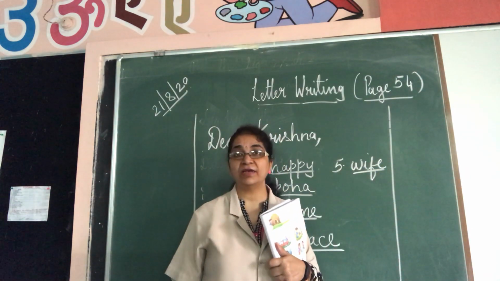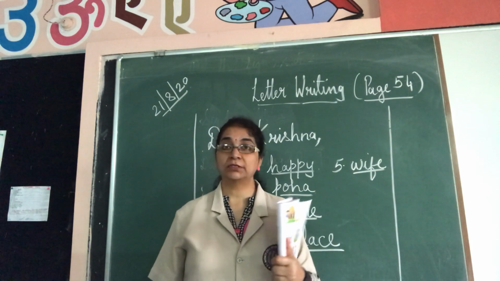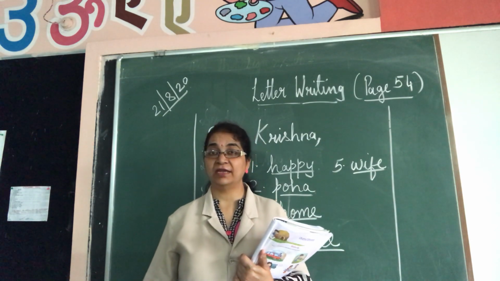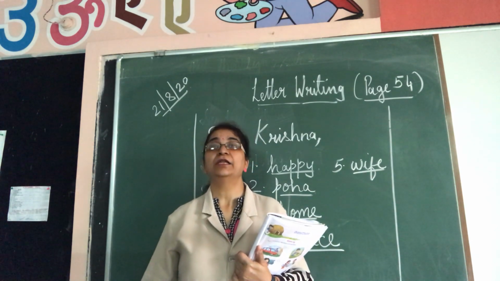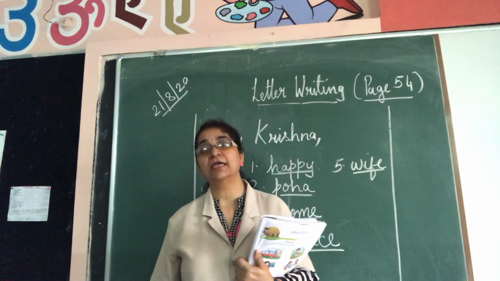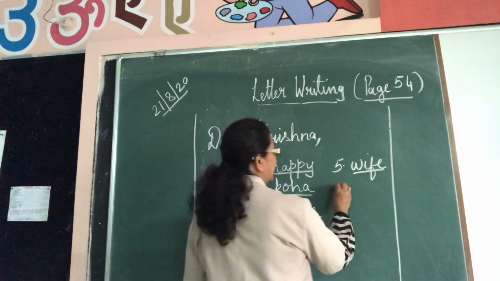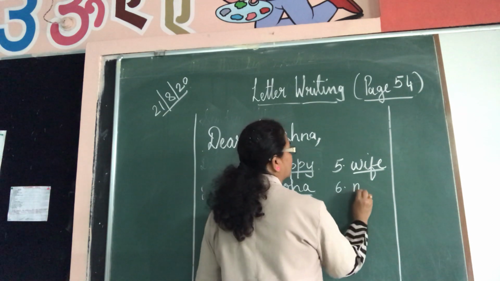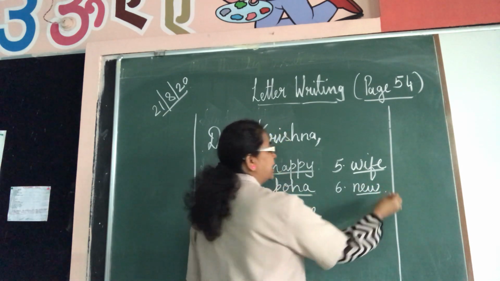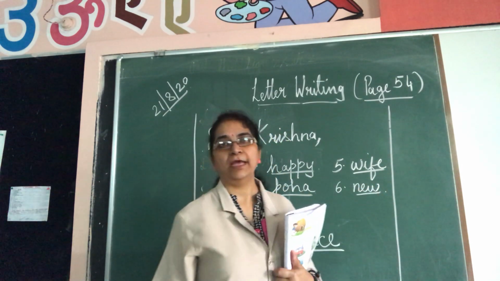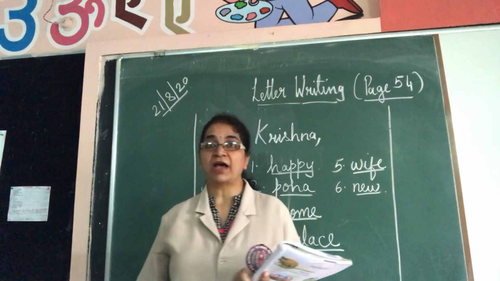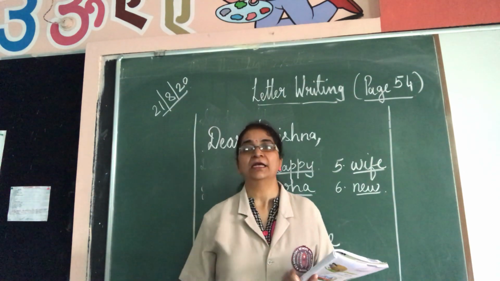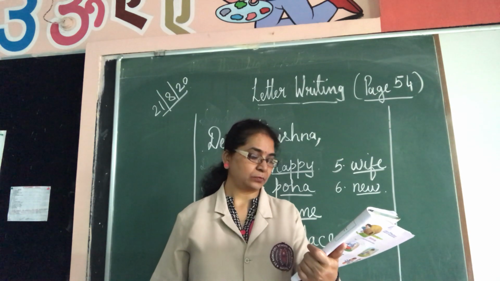Wife and children were wearing dash clothes. What clothes were they wearing? They were wearing new clothes. Children and wife were wearing new. What is the spelling of new? N-E-W, new. Wife and children were wearing new clothes.